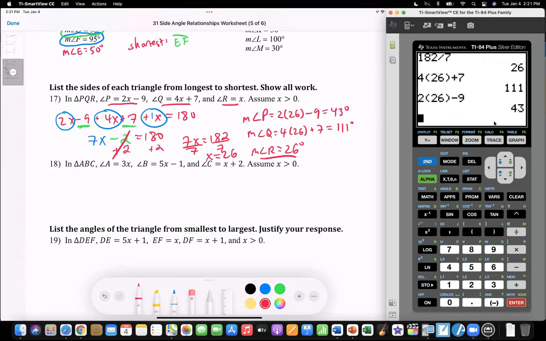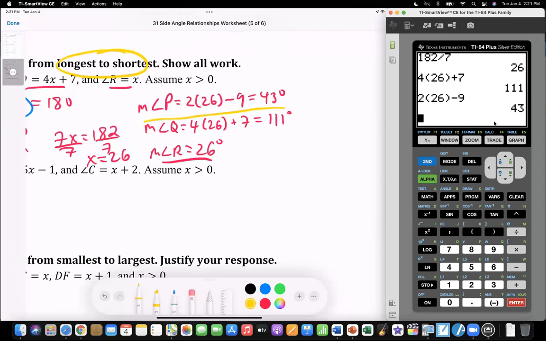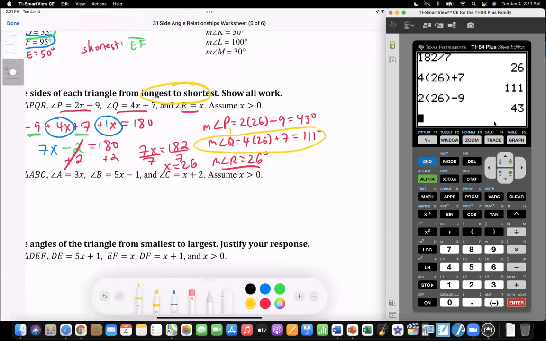Okay, so remember, we want longest to shortest. So the longest side, I have to look for the biggest angle. So the biggest angle is going to be Q. Right, so the other two letters would be the P and the R, right? So the opposite side is going to be PR. Okay, so after the 111, the next biggest would be this P here, the 43, which means the other two letters would be the Q and the R. So QR would be the next biggest, and the shortest, well, the smallest angle was the 26 here, the 26 degrees. So if I look at R, the other two letters, if I take away R, are P and Q, right? So PQ would be, and you could just do it in alphabetical order.